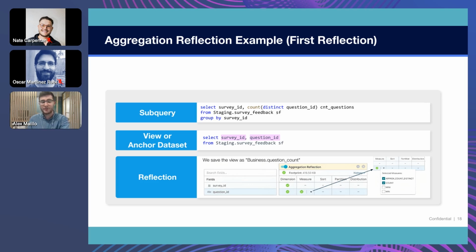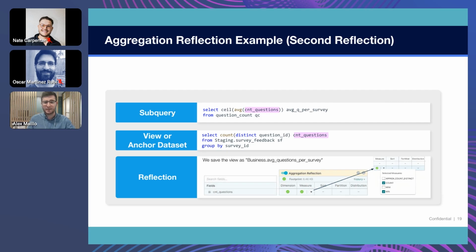And in the second subquery, we can see that there is only one field being used, count questions, which is a field that comes from the previous subquery. This field is used in an average operation. That means that we repeat the process of creating a view with the used fields, and we keep this view for the second subquery in the business layer as well, and now with the name of average questions per survey. And finally, we create the reflection by choosing the only field as the measure. And this time, for calculating the average, we select sum and count.